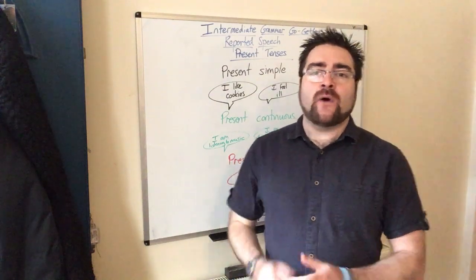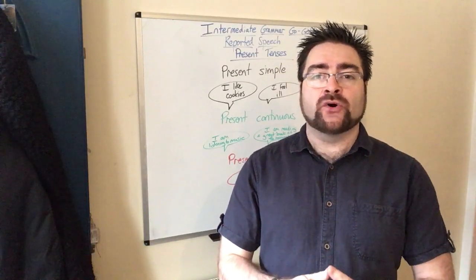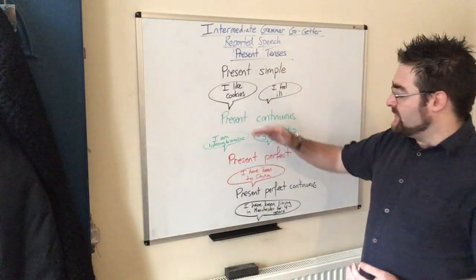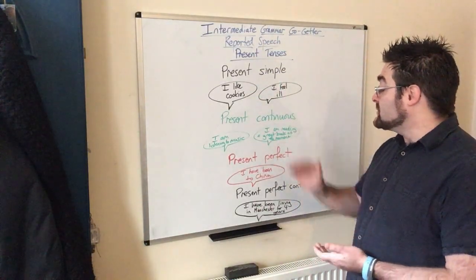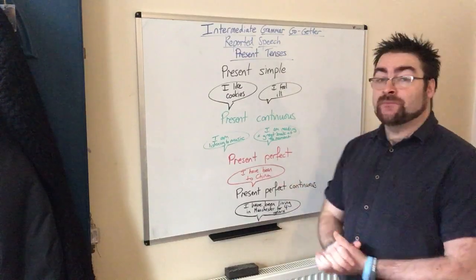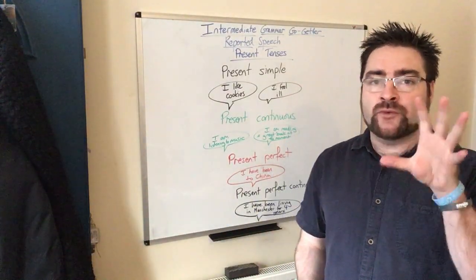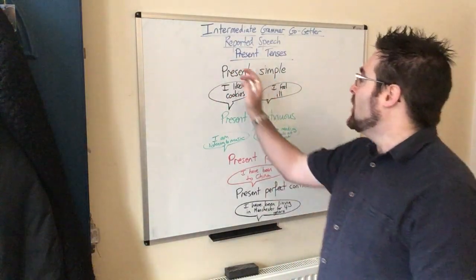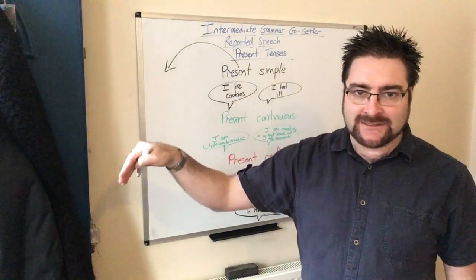Hi, in this video I'm going to introduce the idea of reported speech and we're going to take a look at present tenses. So here you can see on the board I have got the four present tenses. We've got present simple, present continuous, present perfect and present perfect continuous. Now the most important thing to remember about reported speech is that if you are talking about the present, we have to go back one tense.